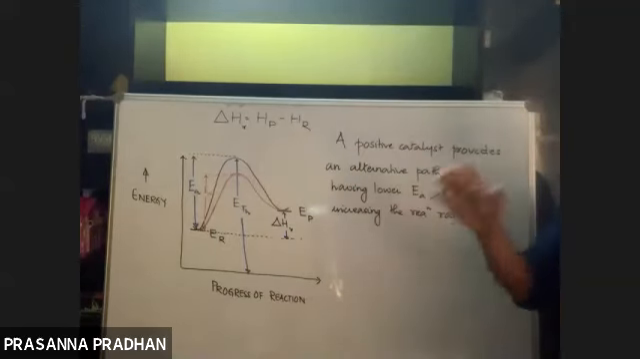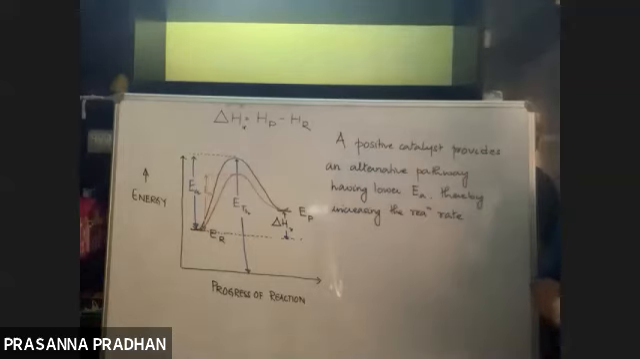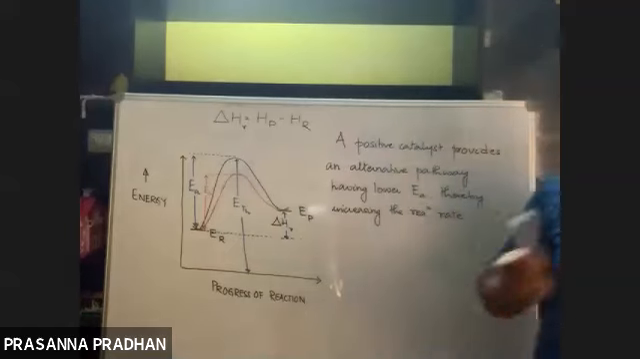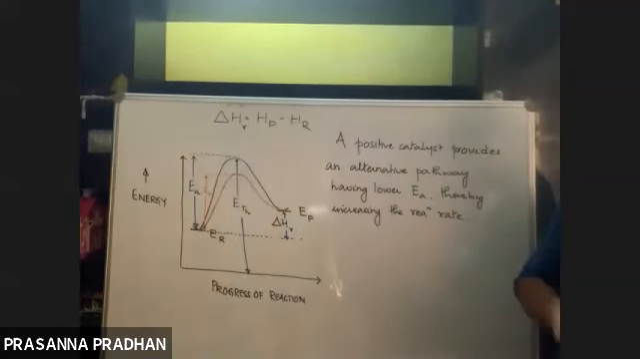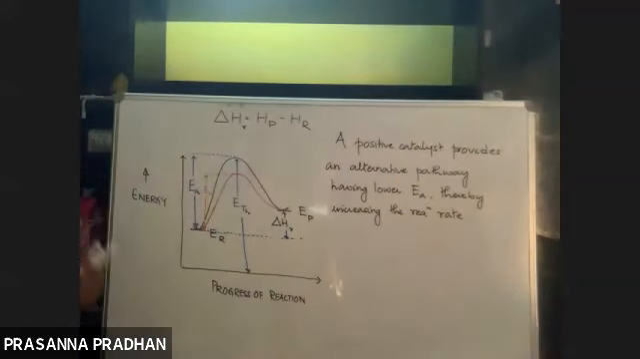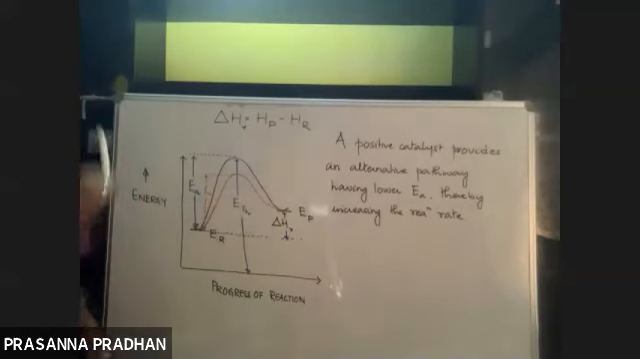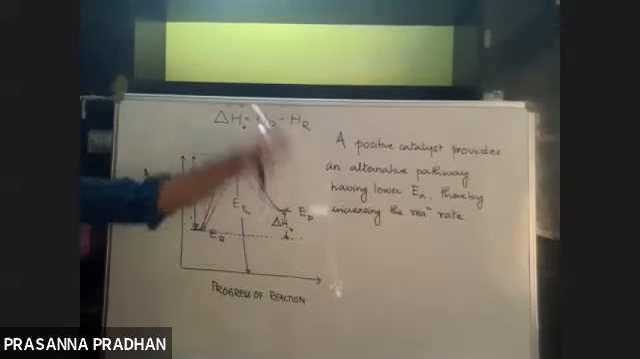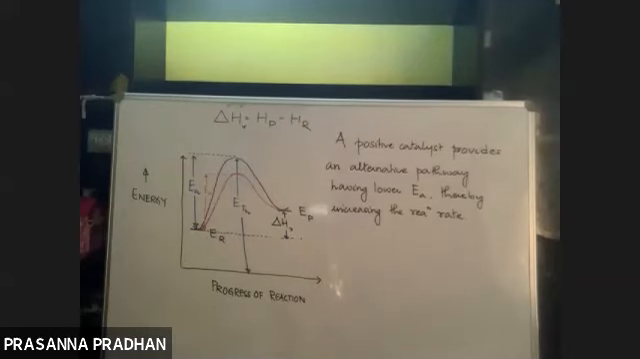Now, if I just modify the question, what happens in the presence of a negative catalyst? A positive catalyst lowers the activation energy, so what will the negative catalyst do? Yes, someone please tell me. A negative catalyst will lower the rate of a reaction. Why does it lower the rate? A negative catalyst provides an alternative pathway having higher activation energy. In the presence of a negative catalyst, the activation energy increases. So that is why the reaction rate is lowered.